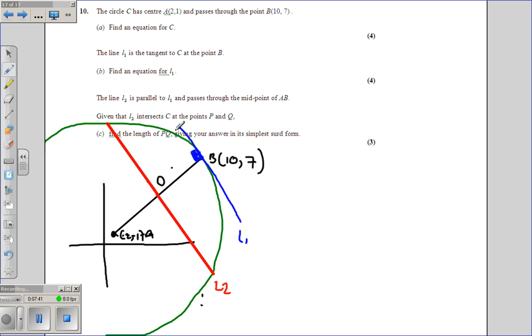Given that L2 intersects C at the points P and Q, find the length of PQ. So we want the length of this red line. Now at first I was thinking I was going to have to find the equation of the line, then find out what those points were by doing simultaneous equations with the circle, and then once I knew the points I could find the distance between them, but that would be worth a lot more than 3 marks. So there must be another way, and I'm going to show you it now.